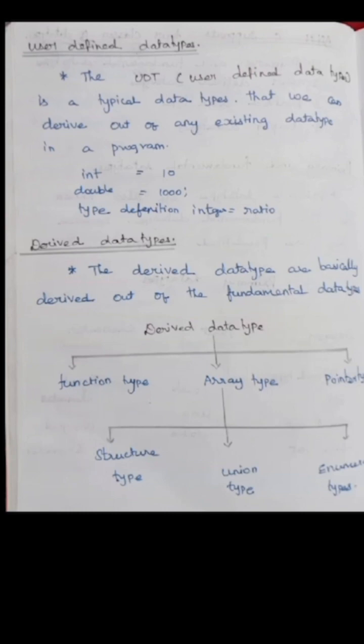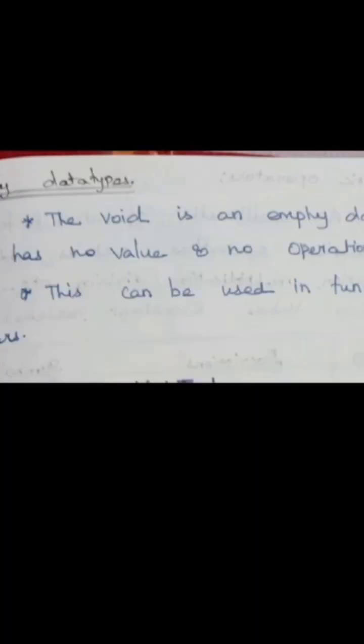User defined data types. The user defined data type is a typical data type that we can derive out of any existing data type in a program. Derived data types. The derived data types are basically derived out of the fundamental data types. Three types of derived data types: function type, array type, pointer type. Structure type, union type, enumerator types. Empty data types. The void is an empty data type that has no value and no operations. This can be used in functions and pointers.